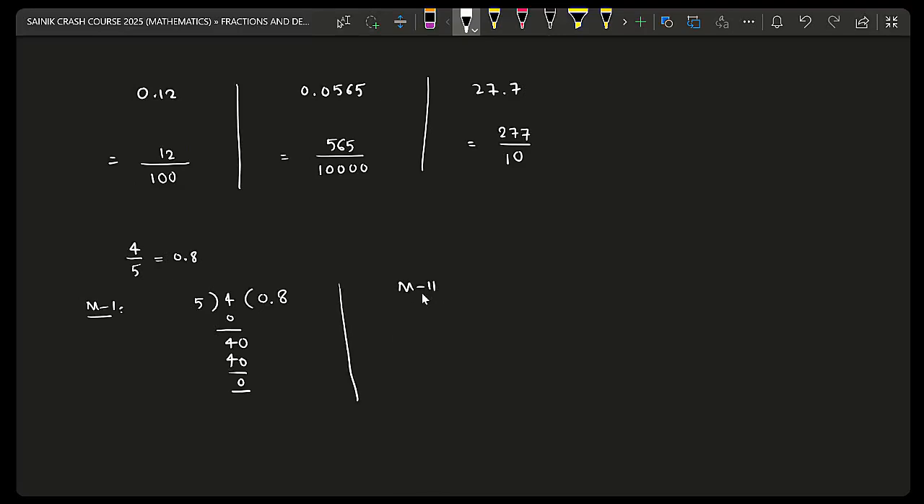Method number 2 is more simple, but method number 2 may not be possible for every question, but if it is possible, it will be very easy. So what is method number 2? Method number 2 always depends on the denominator.